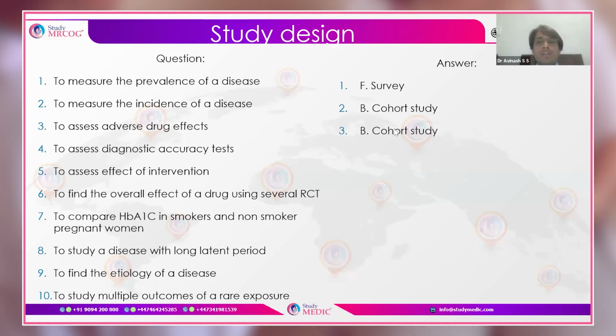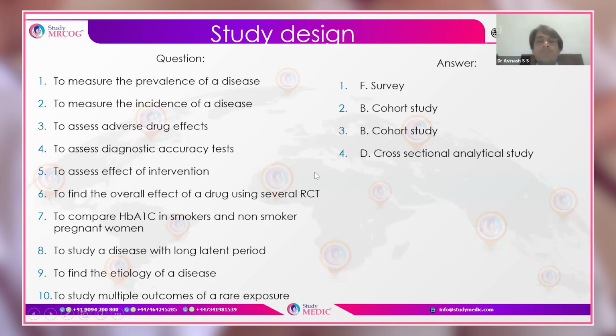To assess the adverse drug effects, cohort study designs are used, because we need to follow the drug to see the effect. To assess diagnostic accuracy tests, cross-sectional selection of both those with the disease and without, and true positives and true negatives are to be found. A cross-sectional analytical study design with comparison should be used.